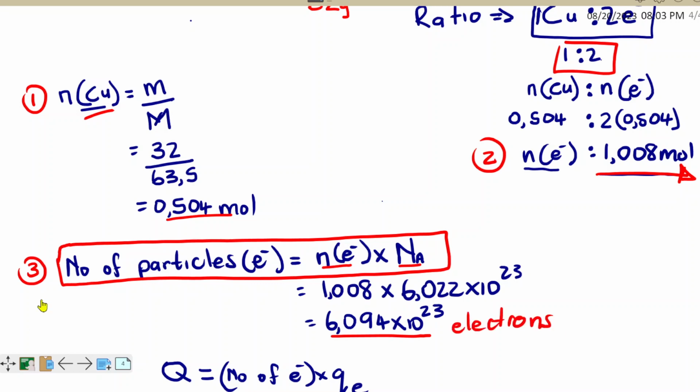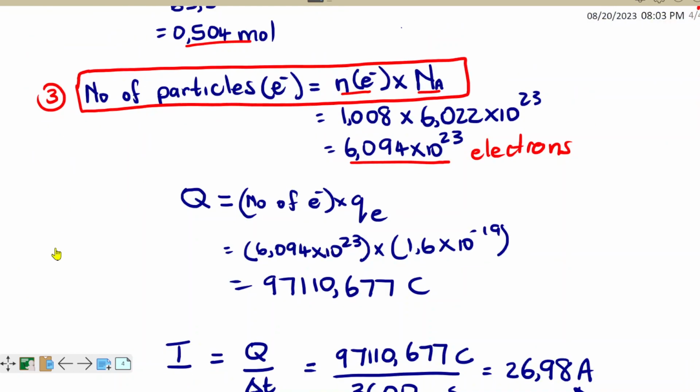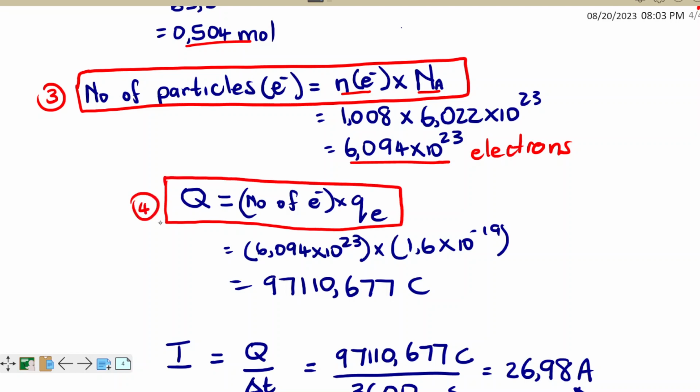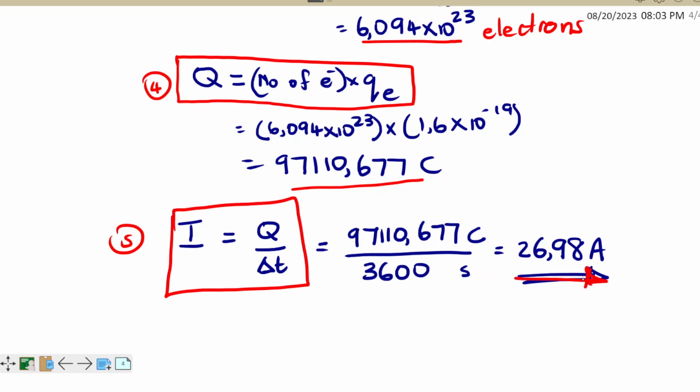Now after you got the number of electrons, you find the amount of charge, because the amount of charge is the number of electrons multiplied by the amount of charge on each electron. So this is calculation number 4. After you get your amount of charge, the final calculation will be to find the average current. Then that would be your final answer. Yeah, that's how we do this question.